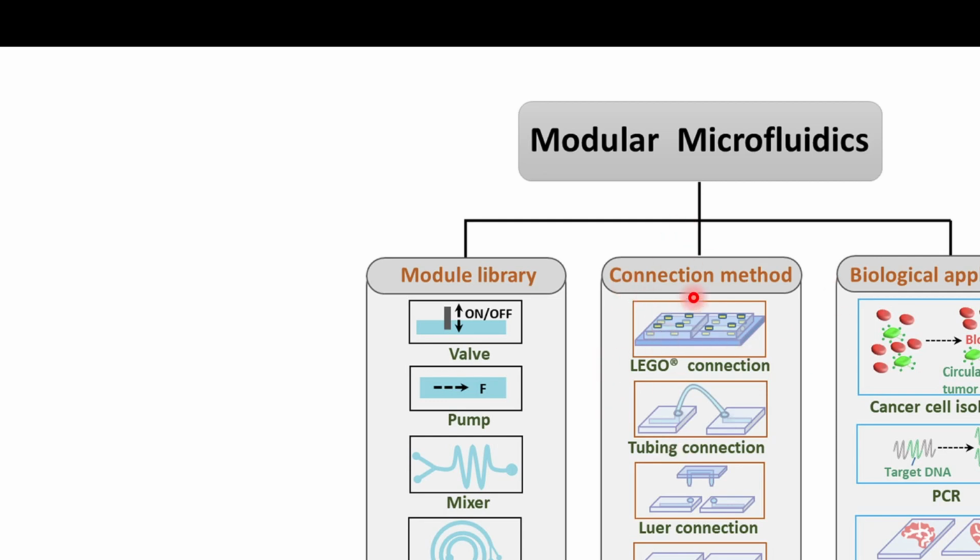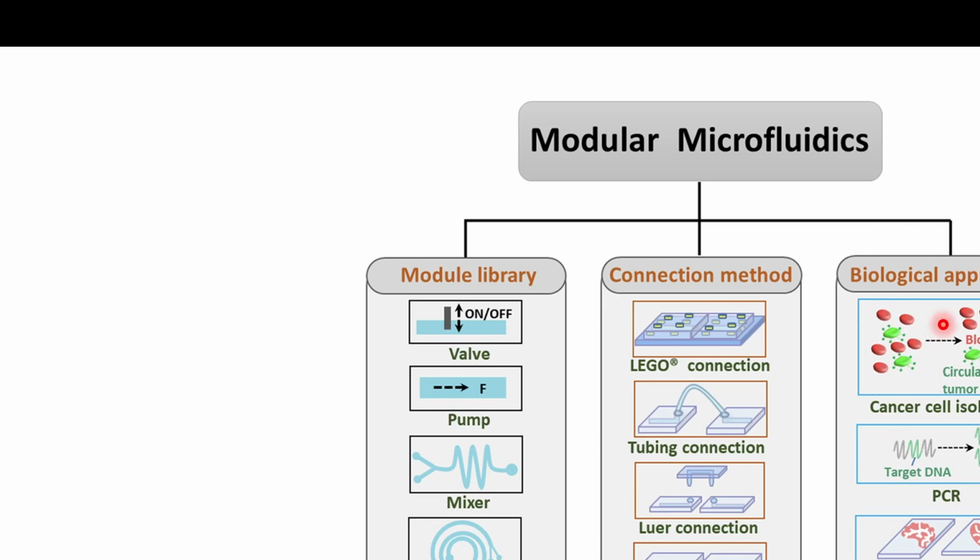Then there will be different kinds of connection methods. So Lego connection methods, just like plug and play. Tubing connection, fluid connection, O-ring gasket connection, adhesive connection, and plasma connection.